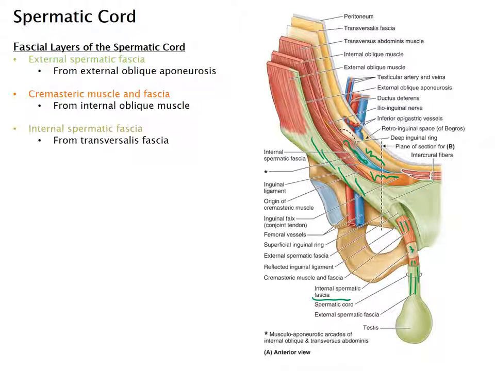The cremaster muscle is contained within the cremasteric fascia. This muscle will draw the testes superiorly in response to cold, for example. Or, if it's a warm day, this muscle will relax and allow the testes to descend. Overall, the cremaster muscle is very important to help regulate the temperature of the testes for spermatogenesis.